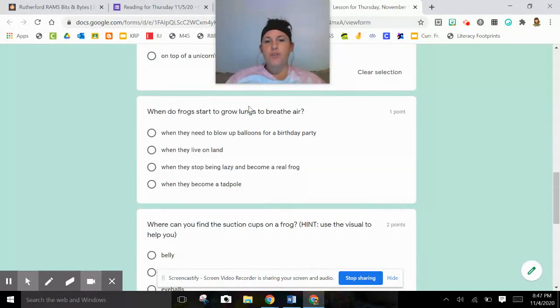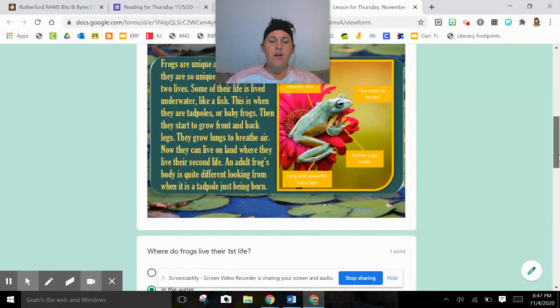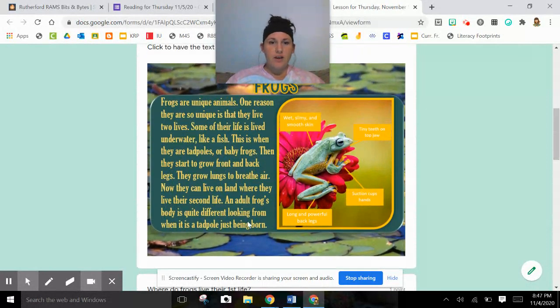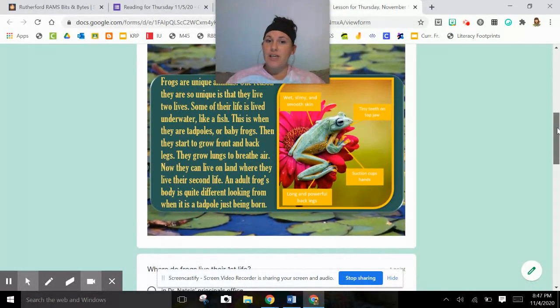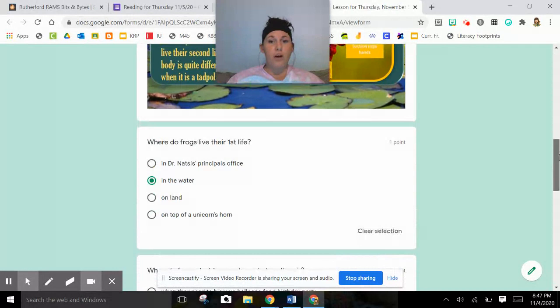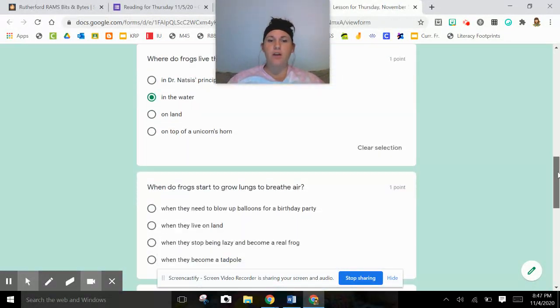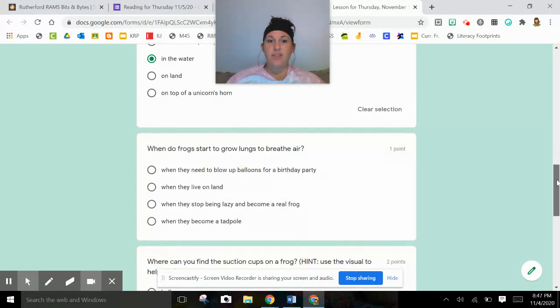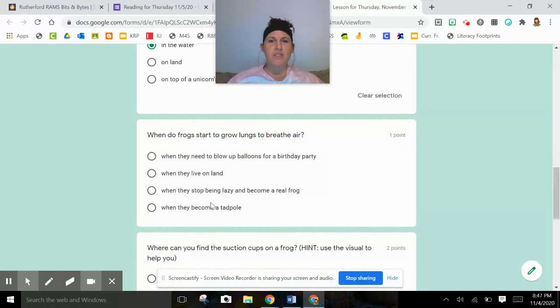Next one. When do frogs start to grow lungs to breathe air? So we remember reading up in our text that when they start to grow lungs to breathe air, we know it's whenever they're starting to get on land, living their second life. You have to be able to breathe air in order to live above water. We have lungs so we can breathe air. Frogs need that too, or else they'd have to live the rest of their life in water. Let's see which one makes the most sense for us.